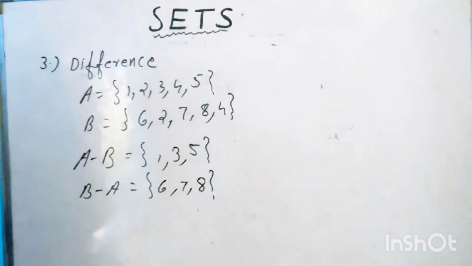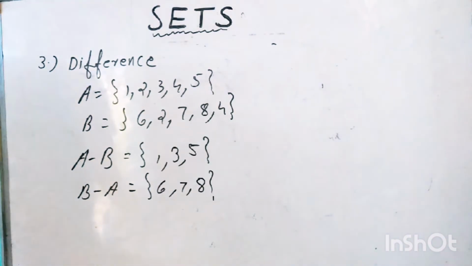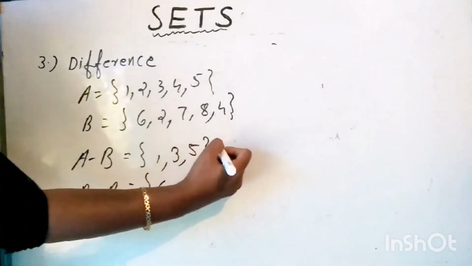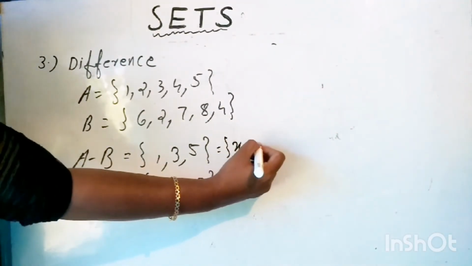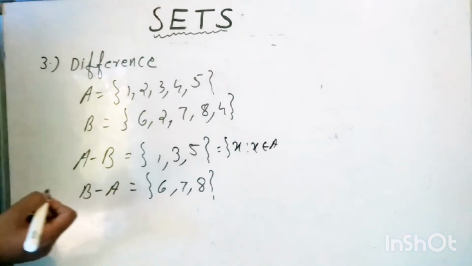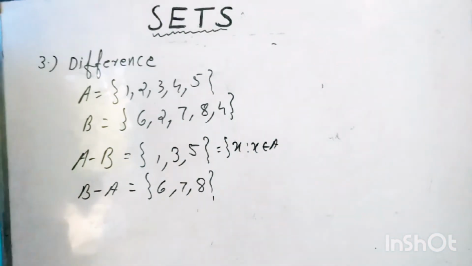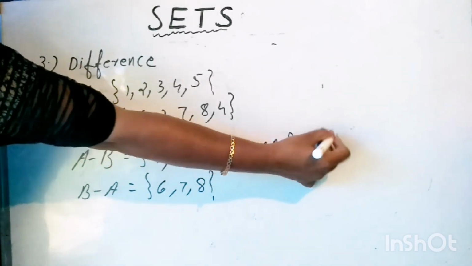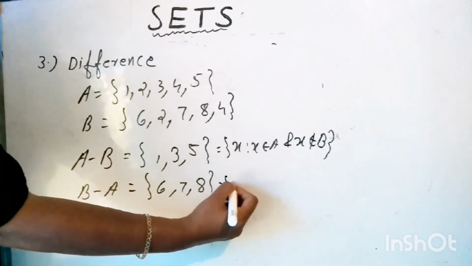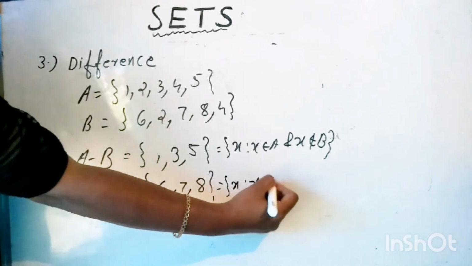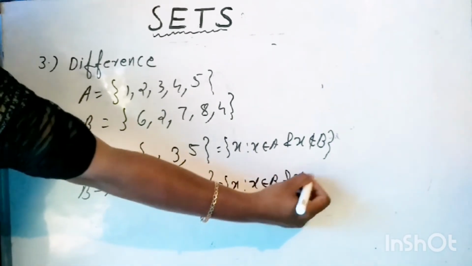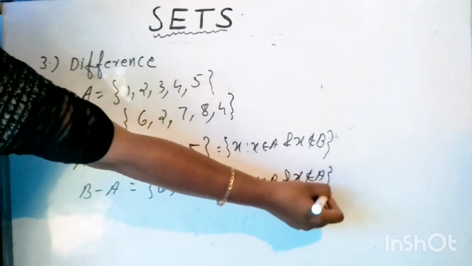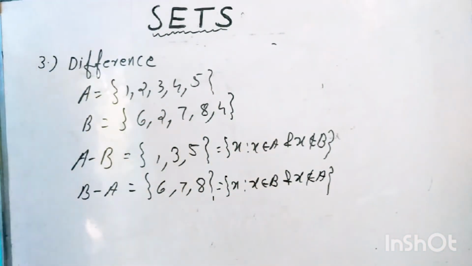So A minus B in general is the set of all x such that x belongs to A and x does not belong to B. And B minus A is the set of all x such that x belongs to B and x does not belong to A. So this is our A minus B and B minus A.